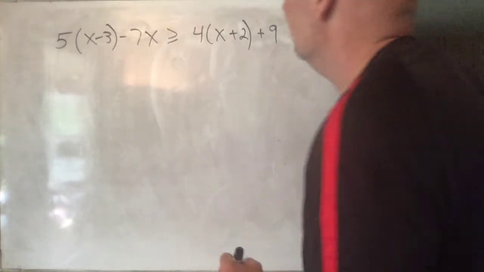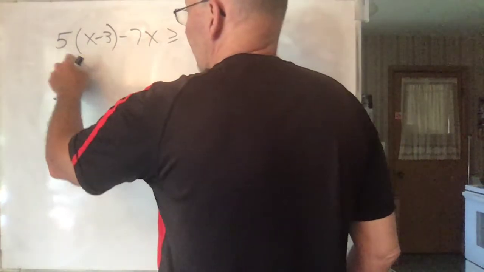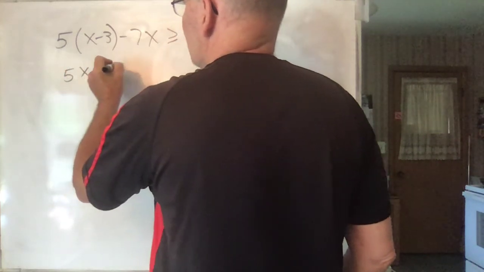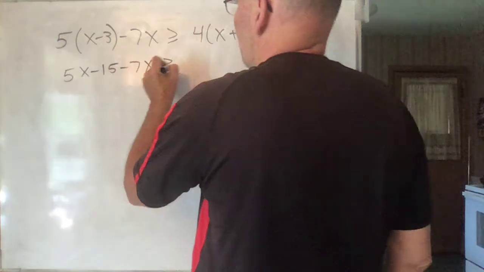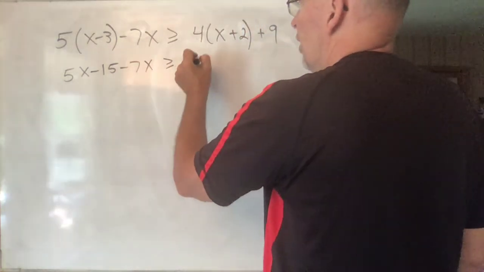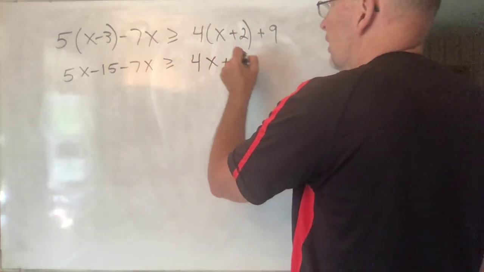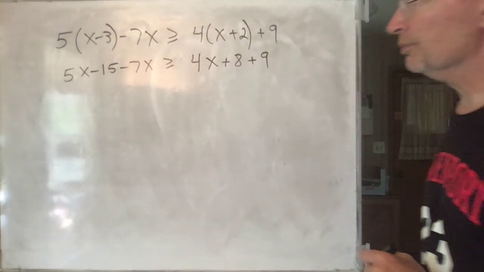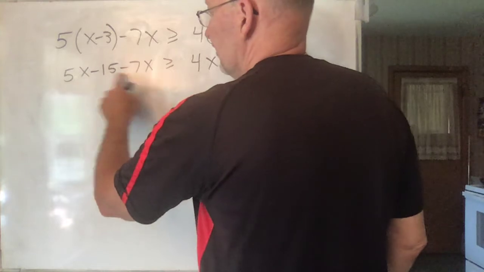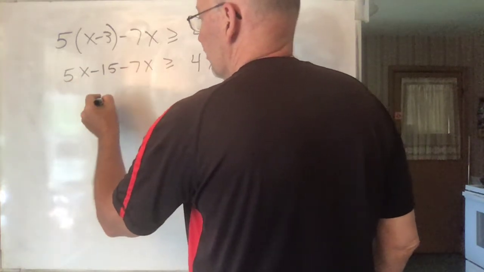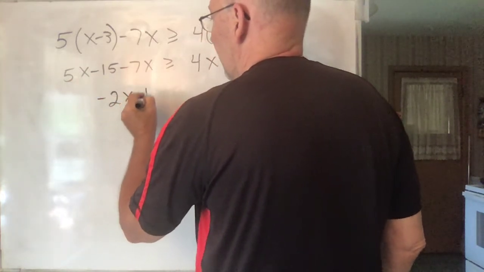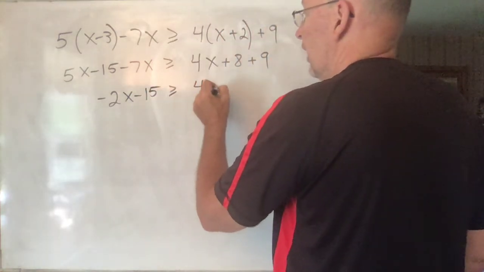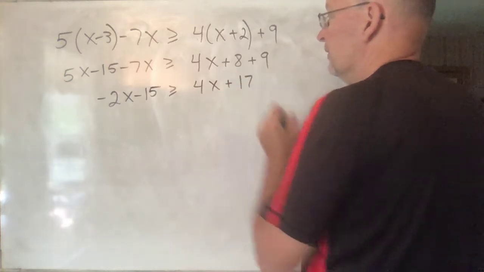Okay, so let's see what solves this. So first I'm going to multiply this out. So I'm going to get 5x minus 15 minus 7x is greater than or equal to 4x plus 8 plus 9. Agreed? If you multiply that out. Now let's combine these together. I have 5x minus 7x is going to be a negative 2x minus 15 is greater than or equal to 4x plus 17.